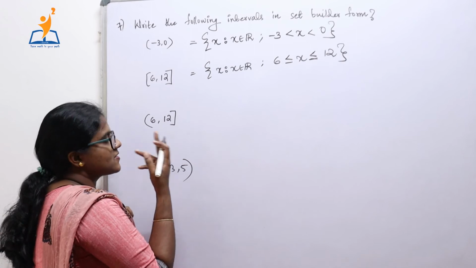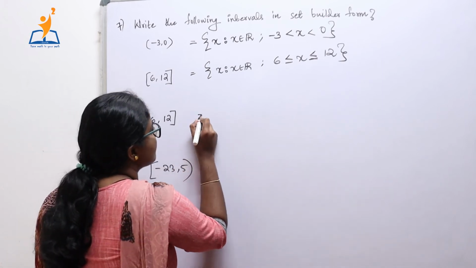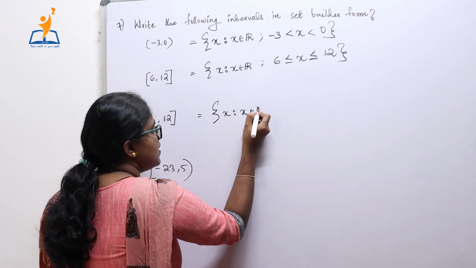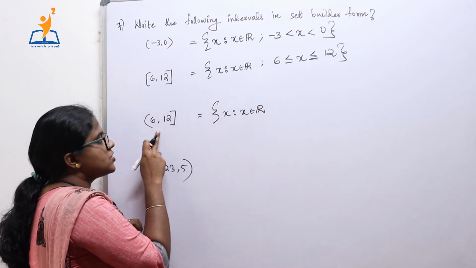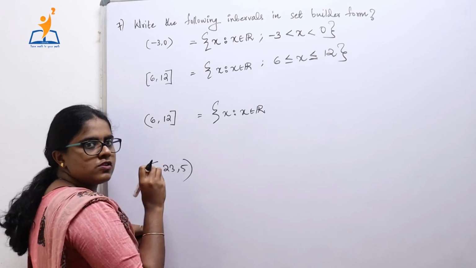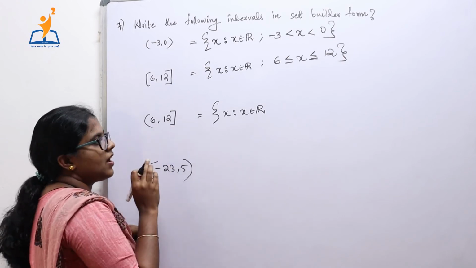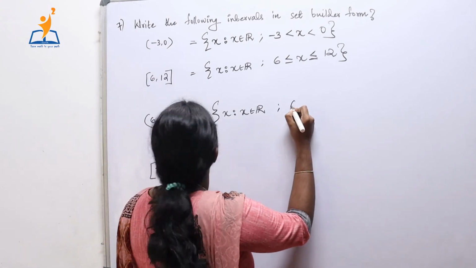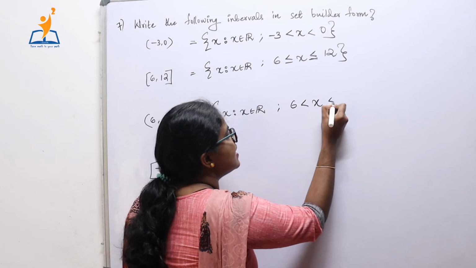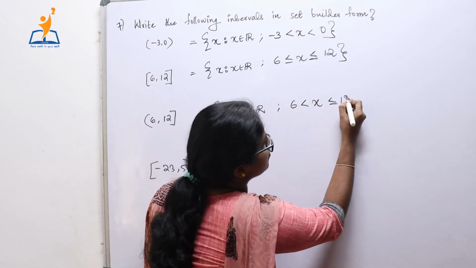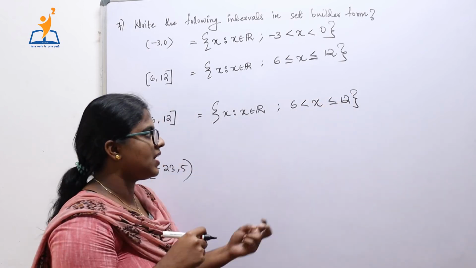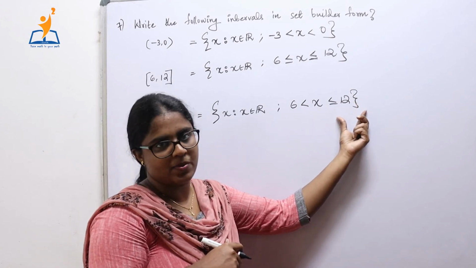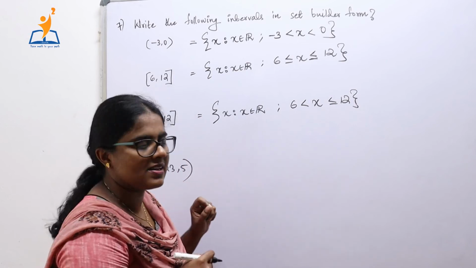Now open 6, closed 12. We have all the x such that x belongs to R. We need all the real numbers between 6 and 12, and also we need 12 in this set, but we don't need 6 here. So 6 less than x less than or equal to 12. So in this particular set we have all the real numbers between 6 and 12, and 12 is also present, but 6 is not present in this set.